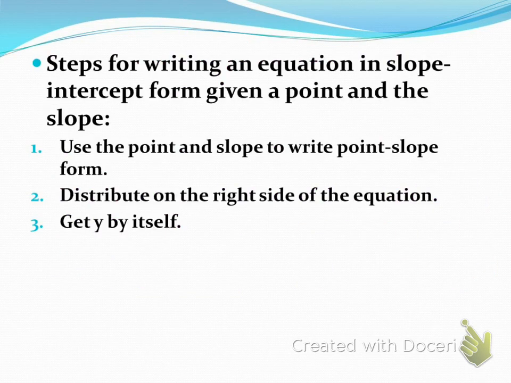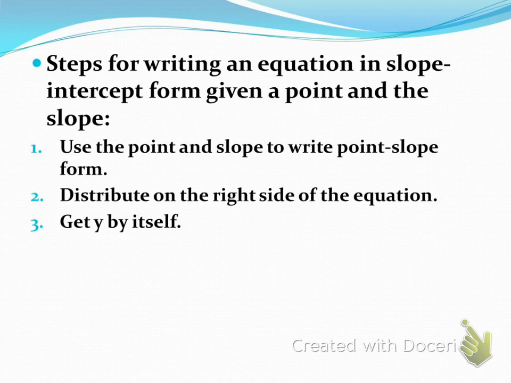All right, so we're not just going to stop at only doing point slope form today. We are also going to take point slope form and turn it into slope intercept form. So we have 3 steps for doing that. First, we use the point and the slope to write point slope form, just like we did on the last 4 examples. After we do that, we distribute on the right side of the equation. And then our last step is to get y by itself.